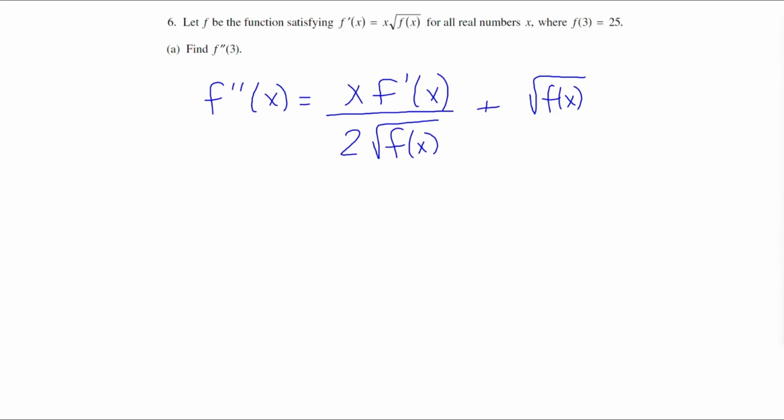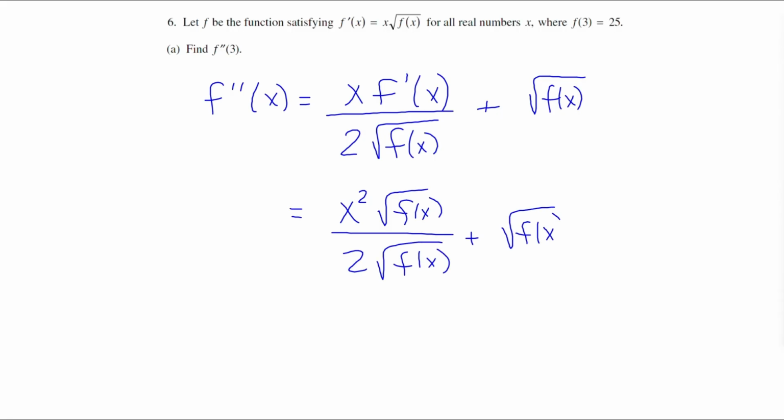And so now, in order to figure out what this is equal to at 3, we'll just need to use that information that f of 3 is equal to 25. And we need to find what f prime is equal to, but we can note that f prime, right, is equal to x root f of x. So really what I've got here now is an x squared times a root f of x in the numerator over 2 root f of x in the denominator plus a root f of x. And of course I can cancel these root f of x's to just get x squared over 2 plus root f of x. And that'll make my life a little bit easier on my evaluation.